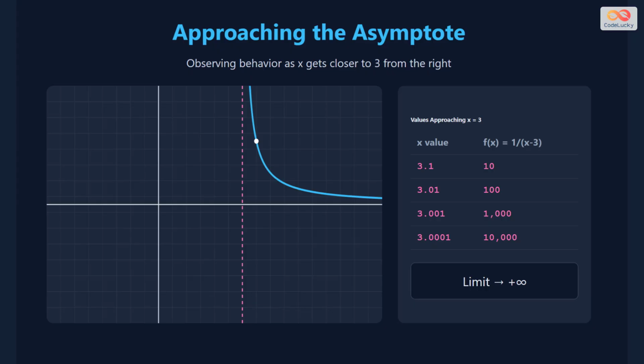Let us look at the function 1 divided by x minus 3. We know we cannot divide by 0, so x cannot be 3. But what happens if x is 3.1 or 3.01? As we get closer to 3 from the right side, the result gets larger and larger. 10, then 100, then 1,000. It is heading towards positive infinity.